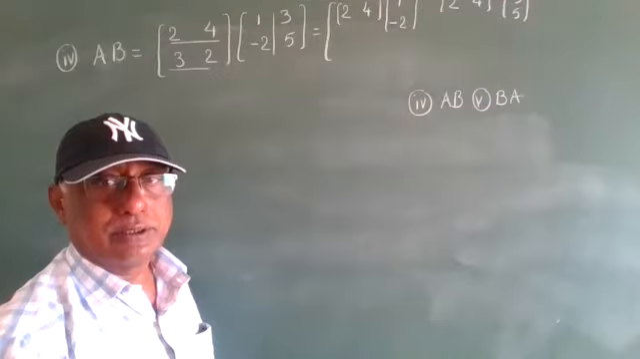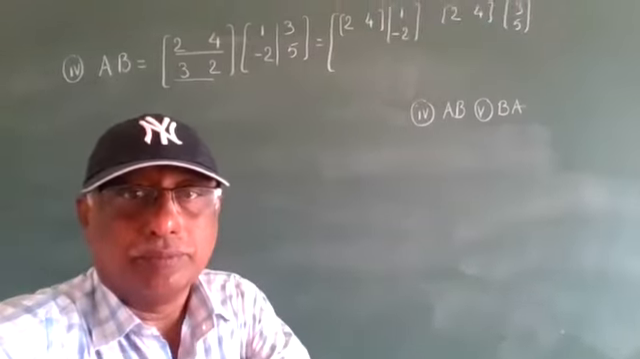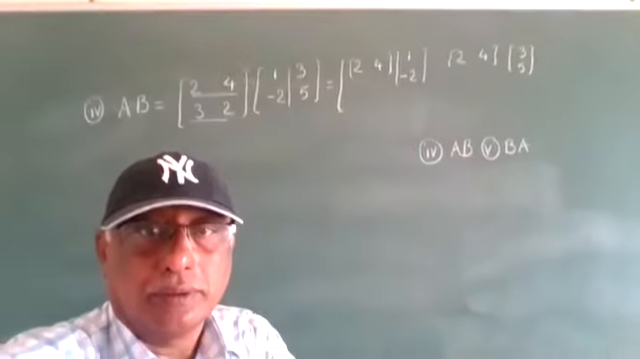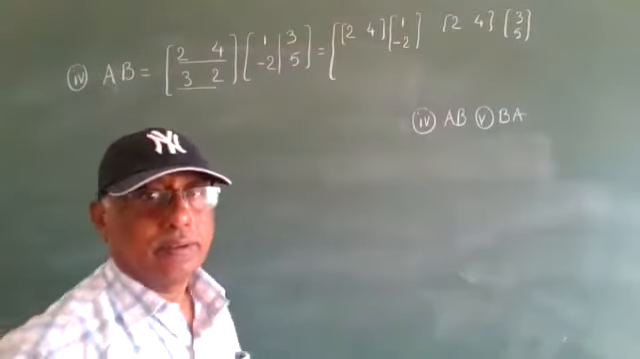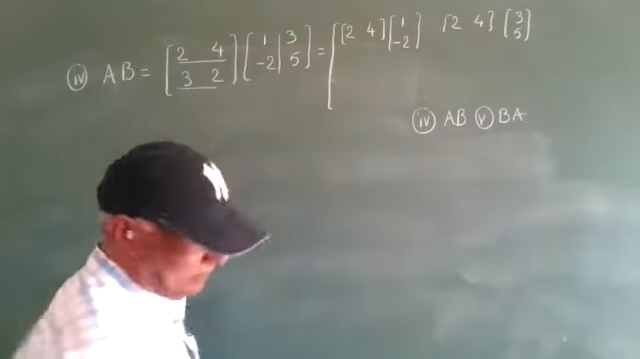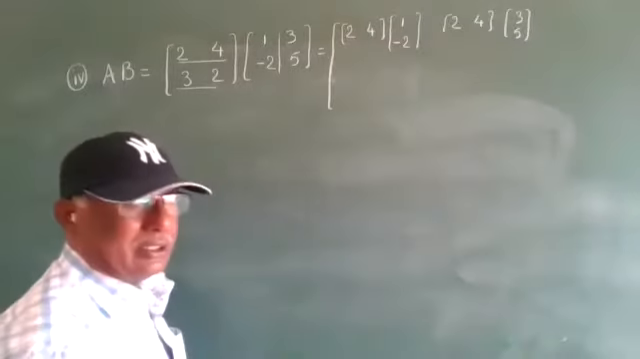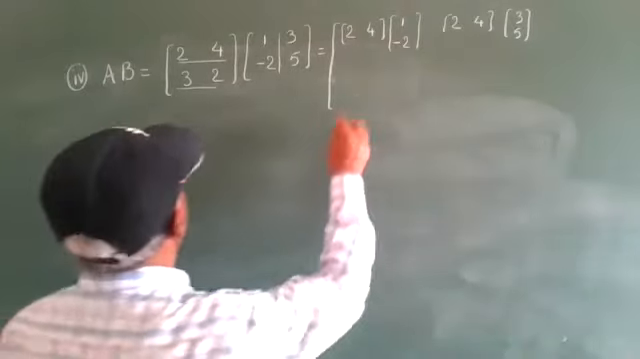AB multiplication. Everyone, fast, you can do. Right. Second row, start with the second row, everyone. Start with the second row. What is the second row?